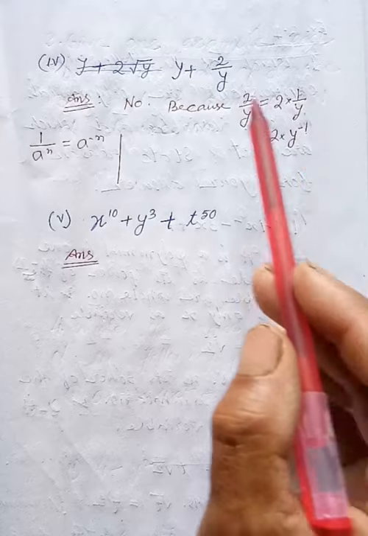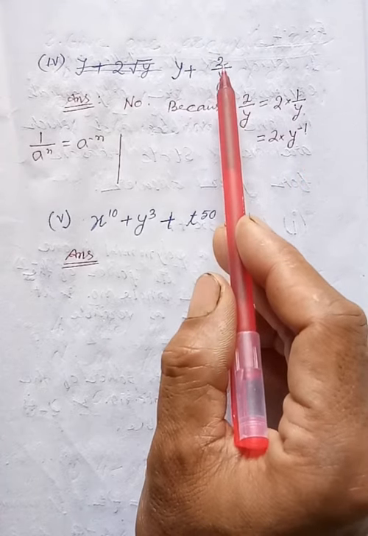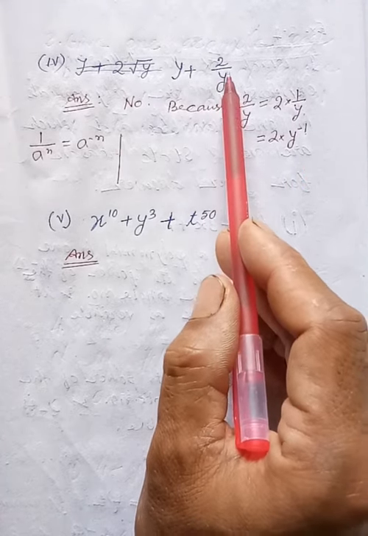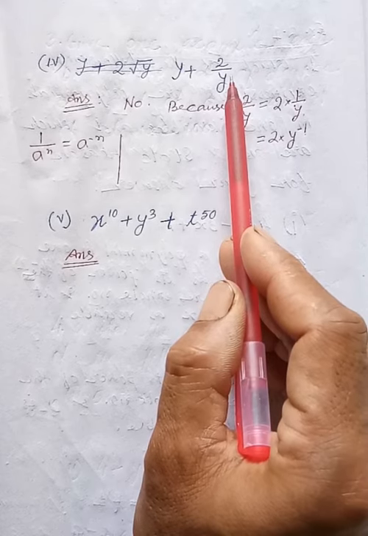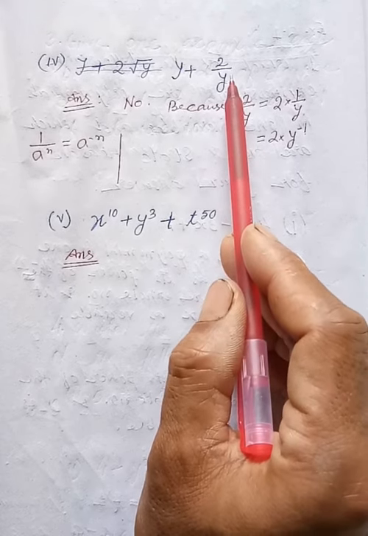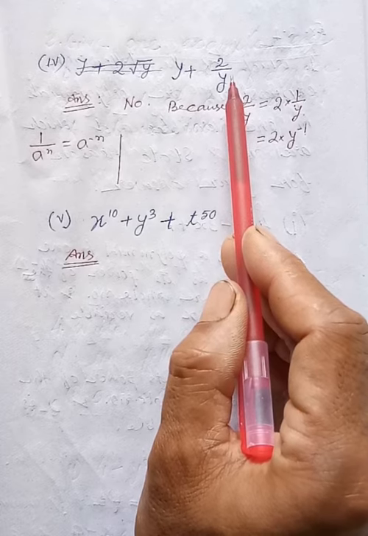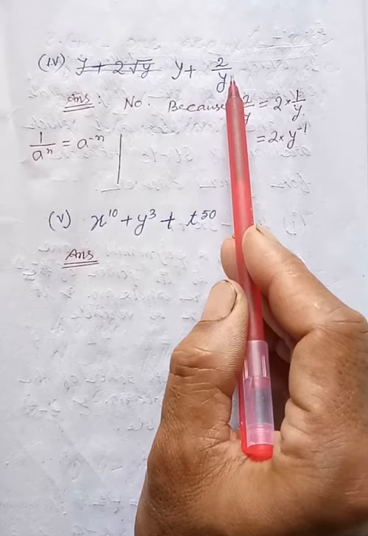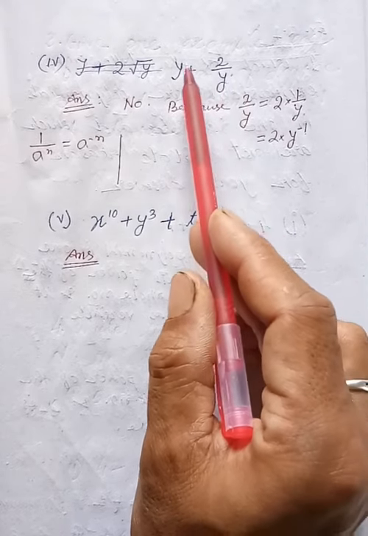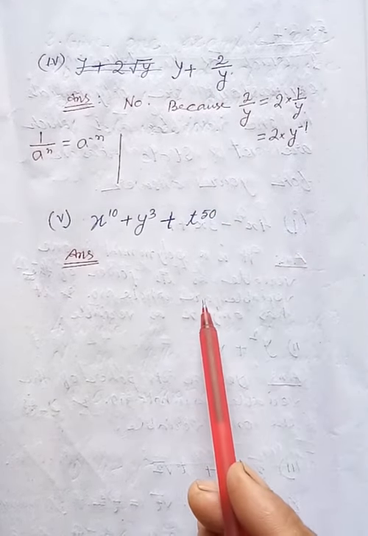So in 2 by y, the power of y is minus 1. Minus 1 is not a whole number or non-negative integer. So this expression cannot be a polynomial.